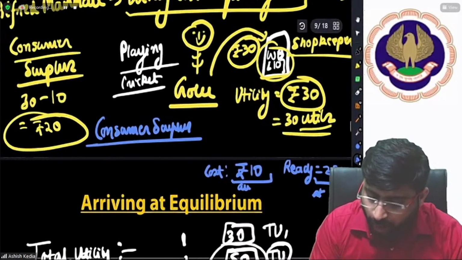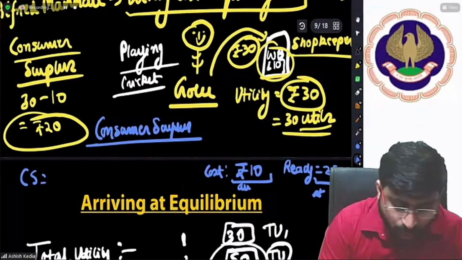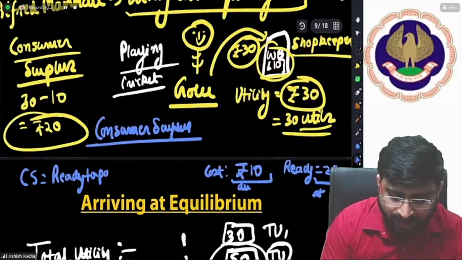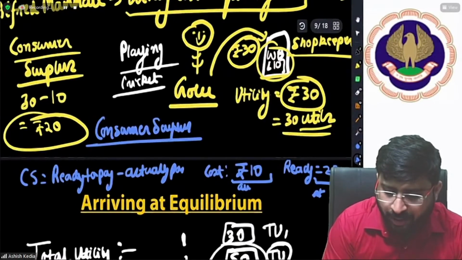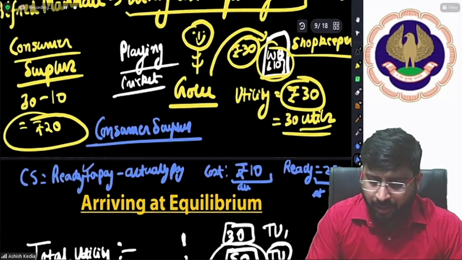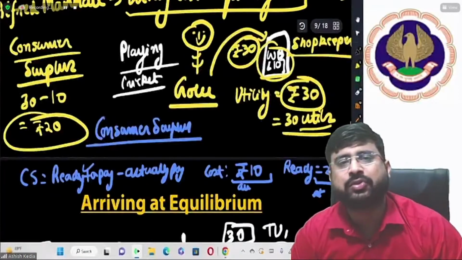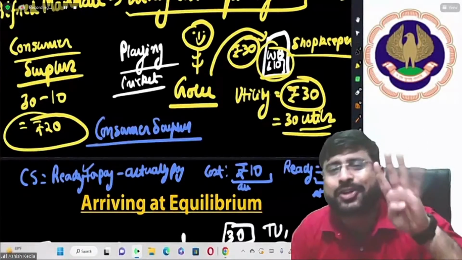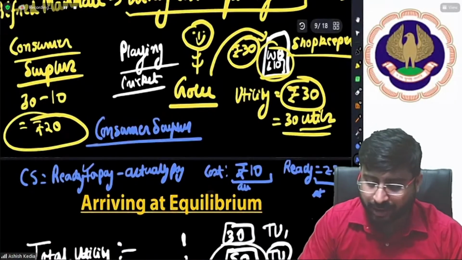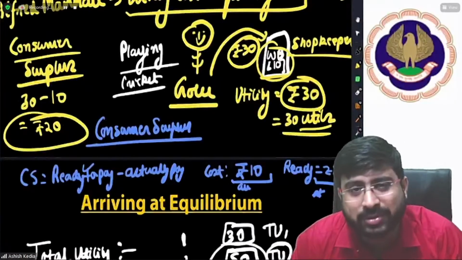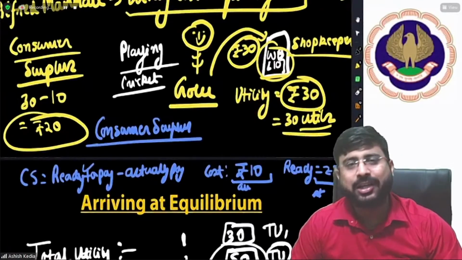Consumer surplus is what the consumer is ready to pay minus what he actually pays. So how much are you benefited? You were ready to pay 50 rupees and you are actually paying only 10 rupees. So your consumer surplus is 40 rupees because you have saved 40. You were ready even to give 50, but you are actually giving 10.